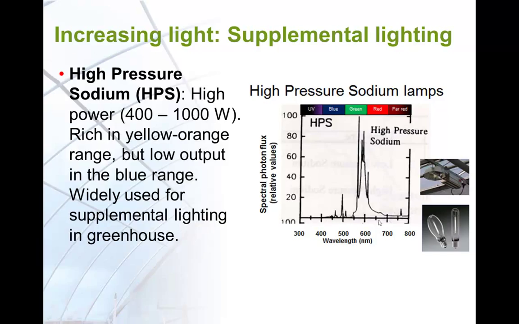So again, 400 to 700 is the PAR range. And you can see the high pressure sodium lamp is emitting a lot of yellow orange radiation, and not much in blue, not much in the dark red range. And the high pressure sodium lamp is a very high power lamp, so the input power ranges from 400 to 1000 watt. And in a greenhouse, having a high power lamp is very important so that the number of fixtures can be reduced rather than putting so many fixtures overhead in the greenhouse.